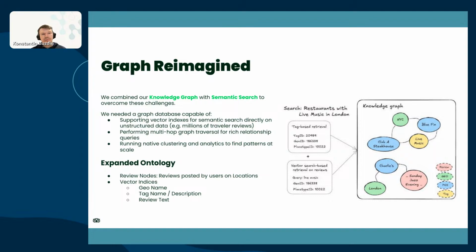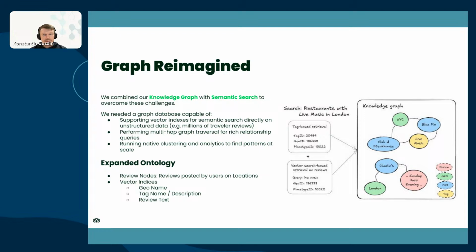In order to improve the situation and provide better recommendations, we decided to combine the knowledge graph with semantic search. For this, we needed a graph database which is capable of supporting vector indices, of course, for the semantic search. The graph database should be able to perform multi-hop graph traversals, and also it should allow us to run graph algorithms and analytics at scale.